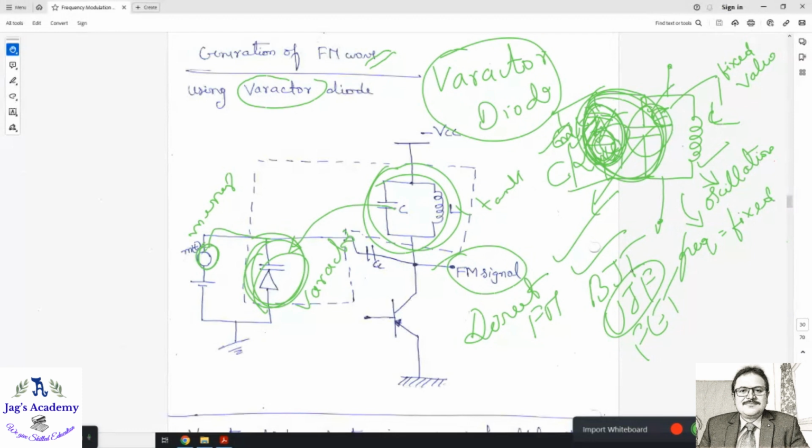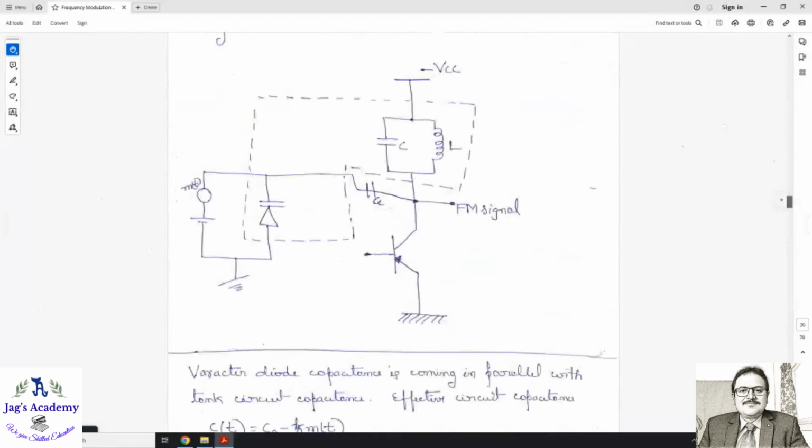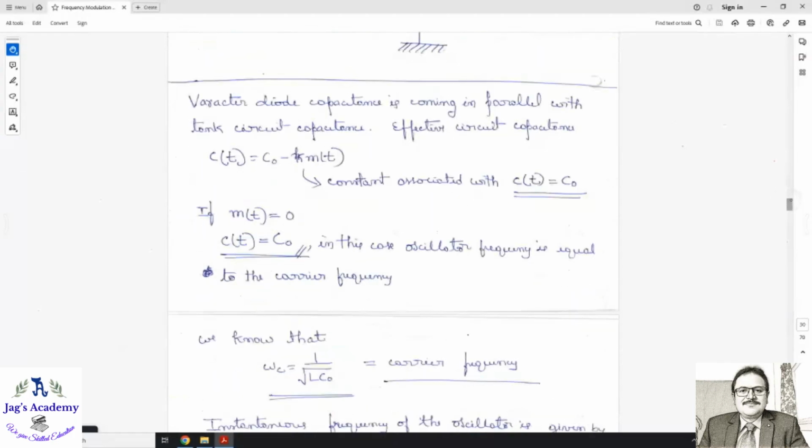Because the varactor diode is the one which gives you different capacitance according to your instantaneous message signal. There may be other heroes also. Here it is the varactor diode. Let us see who the other hero is. Hope you are understanding, right? Let us see the other circuit. Have you understood about this circuit now? Okay, a simple tank circuit. Let us see some calculations here.